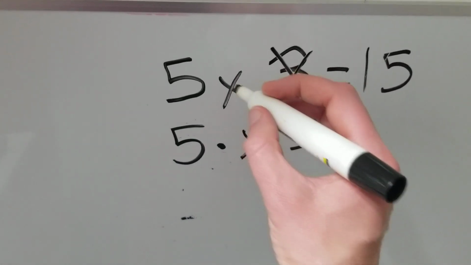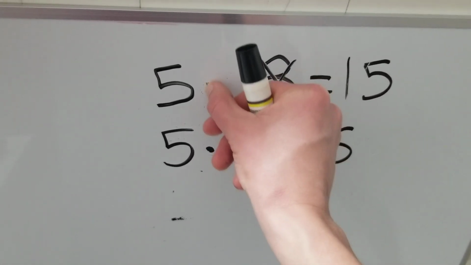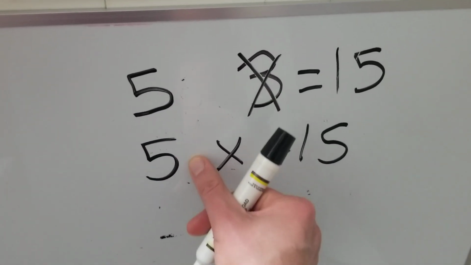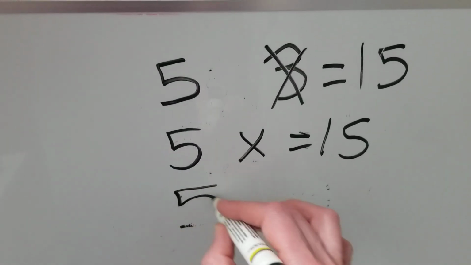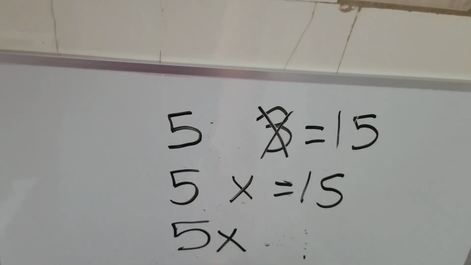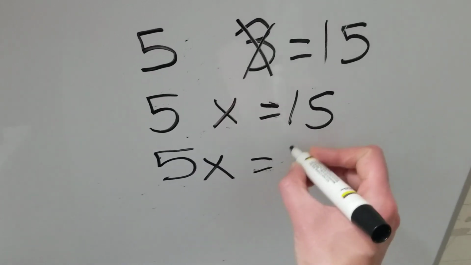And we will not use this multiplication sign because that's going to confuse us. It looks too much like an x. Instead, actually, we can just take this dot away. So that means 5 times x, or we could just write it like this, 5x. That also means the same thing, 5 times x. 5 times x equals 15.